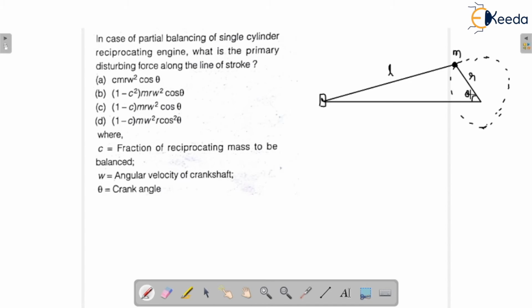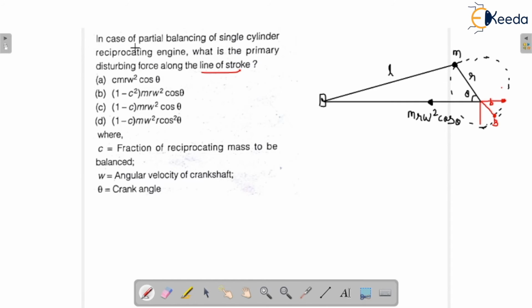So if this angle is theta, so along the line of stroke there will be a primary unbalanced force that would come out to be m r omega square cos theta. This is clear. Okay, this is clear to everyone. But when we have studied the primary balancing, we have seen that there is a mass B which is going to be attached here, and which has the radius of rotation of small b. So another component will be there in that direction along the line of stroke. So this would be considered as B b omega square.